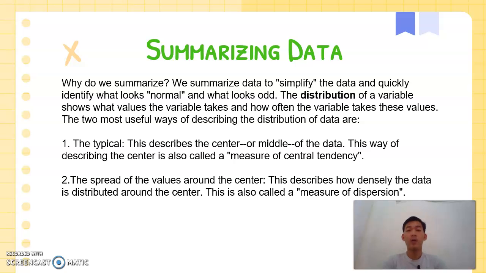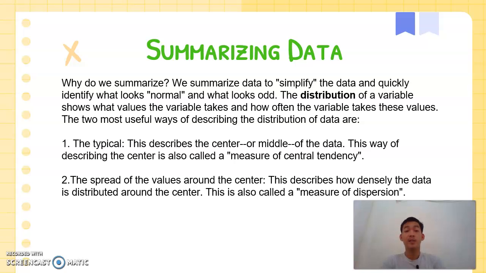The second one is about the summarizing of the data. Why do we summarize? We summarize the data to simplify the data and quickly identify what looks normal and what looks too odd. The distribution of the variable, so what values the variable takes and how often the variable takes the values. This is the most usable way of describing the distribution of the data.